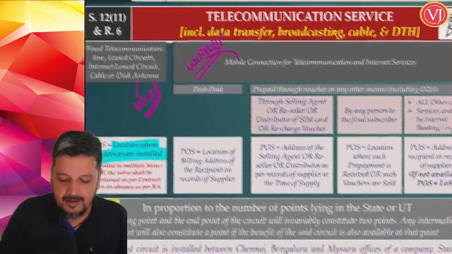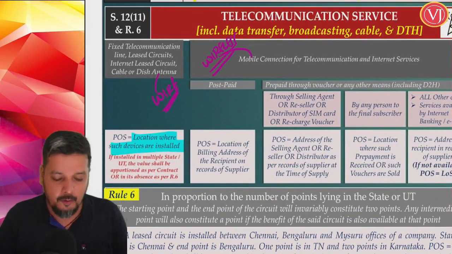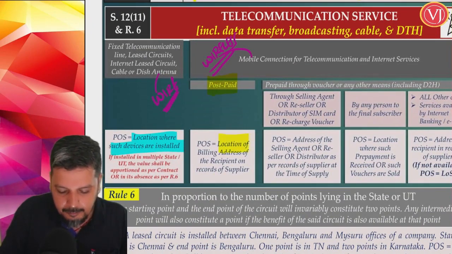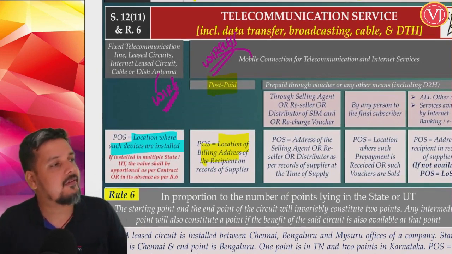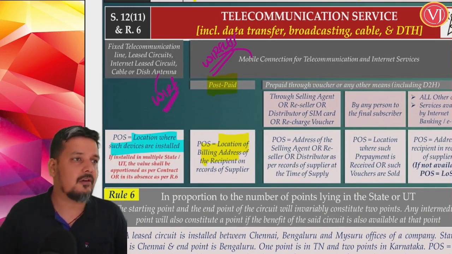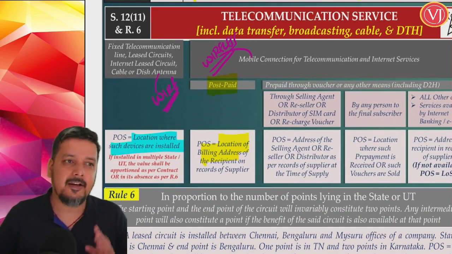If it is wireless, also a simple answer, but if it is postpaid, then billing address. Place of supply is, see, the answer is very simple for the wire category: where the device is installed. Even wireless answer is very simple. If it is postpaid, billing address.